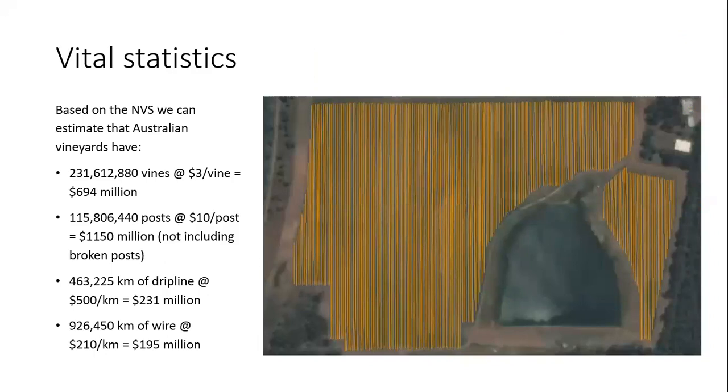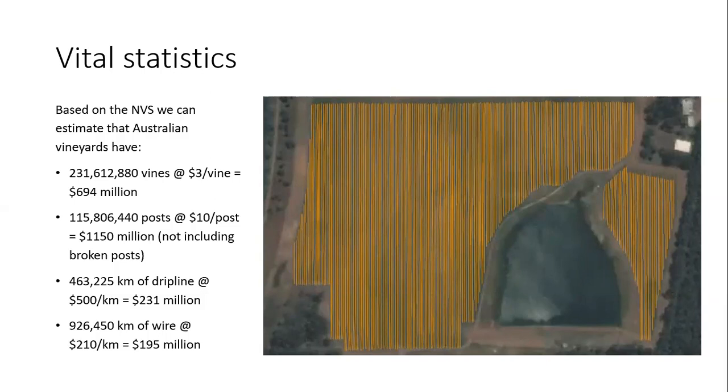Now, when you look at this vine row length information, that then opens up all sorts of new doors to what information we can find out. So, based on the length of 463,718 kilometres, we can estimate that there are somewhere around 232 million vines in the ground. That's based on a 2-metre spacing. Which, if you value it at $3 a vine on average, is $694 million.